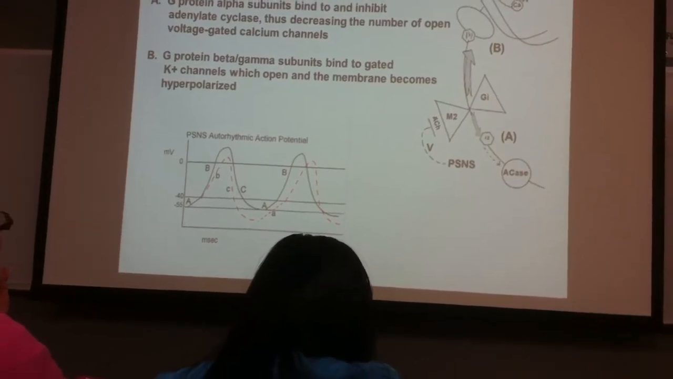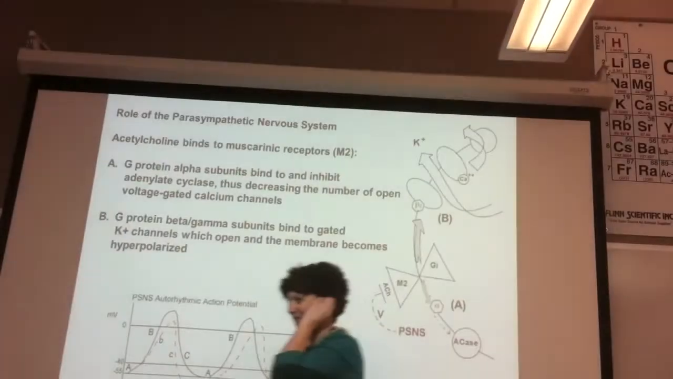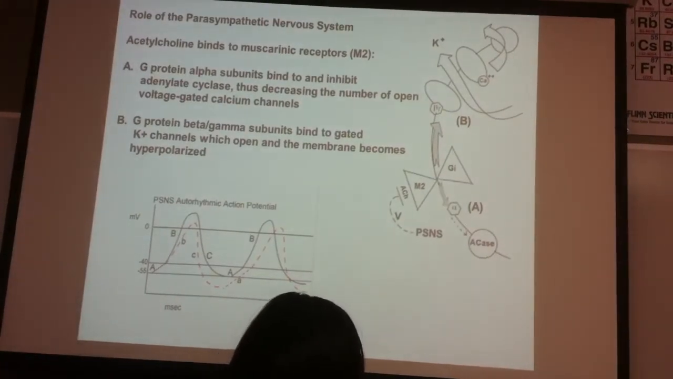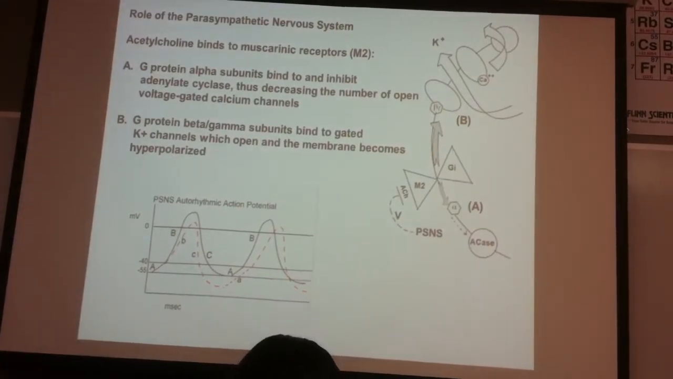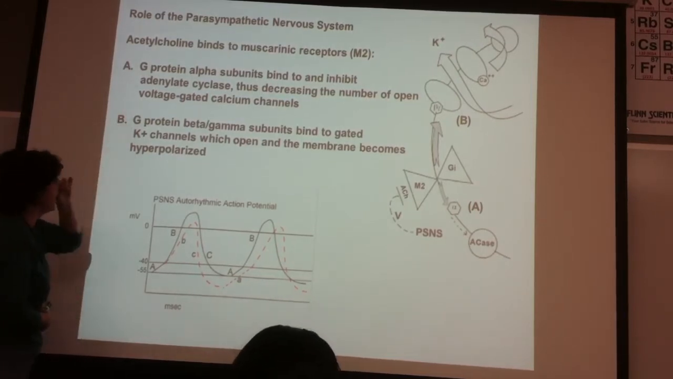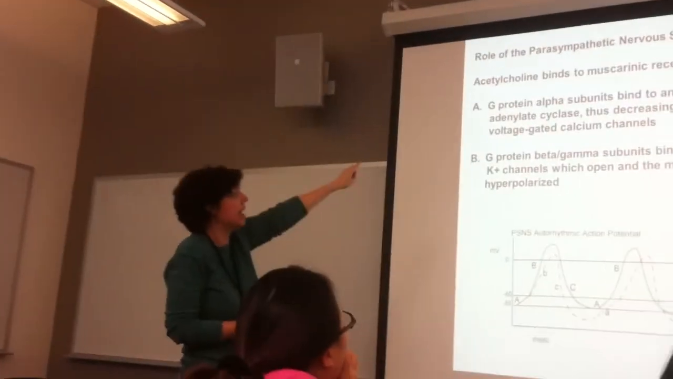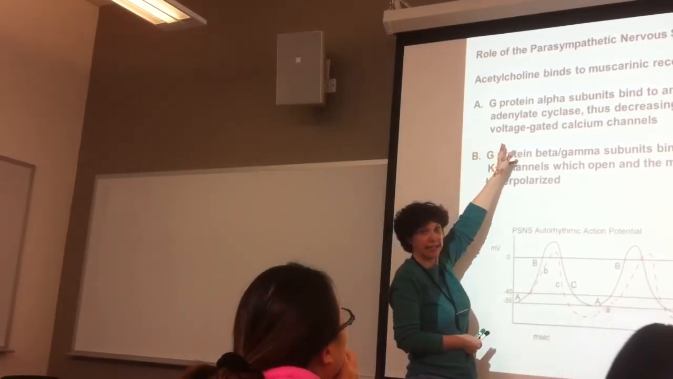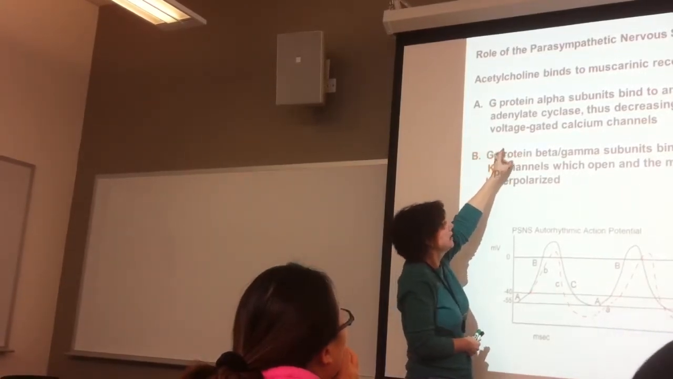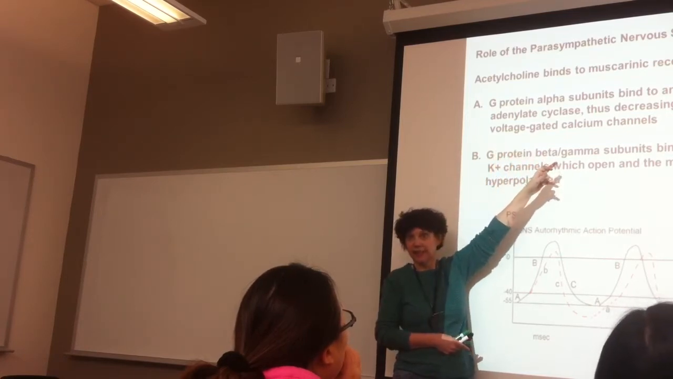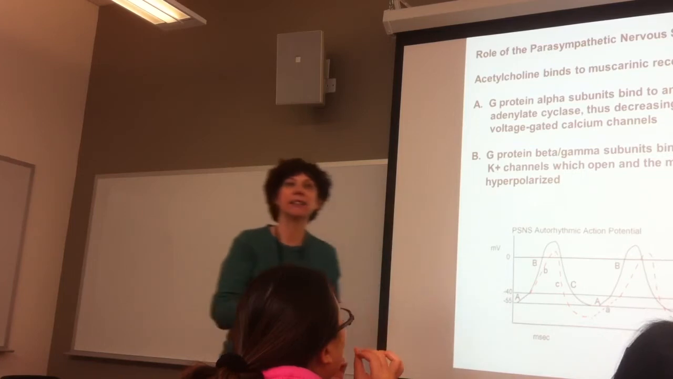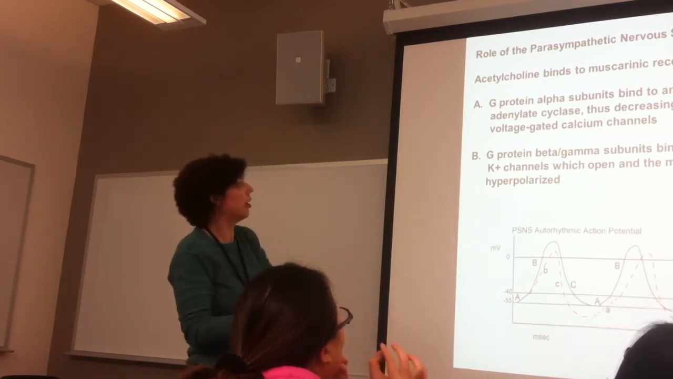So how do we slow the heart rate down? We use acetylcholine. All right? So acetylcholine is parasympathetic, and what it does is it inhibits. It binds to an inhibitory G protein. G proteins don't always have to be stimulatory. They can be inhibitory, and it inhibits adenylate cyclase. Hence, it decreases the number of open calcium channels, and it takes longer. Right?